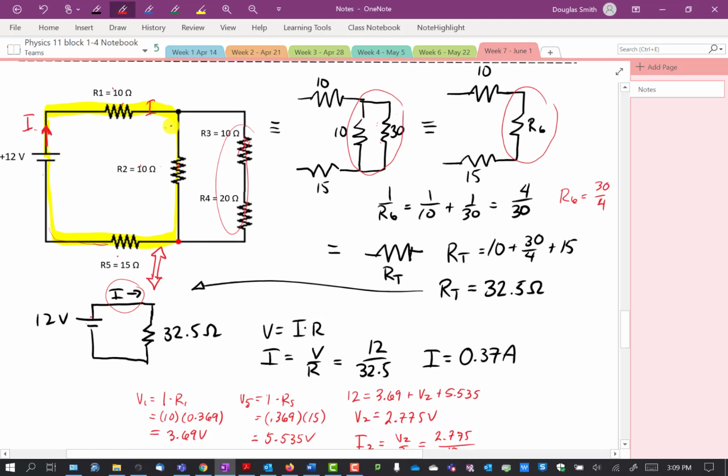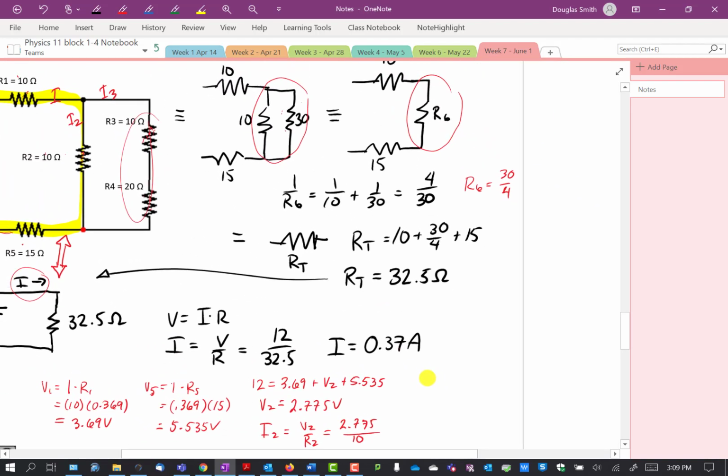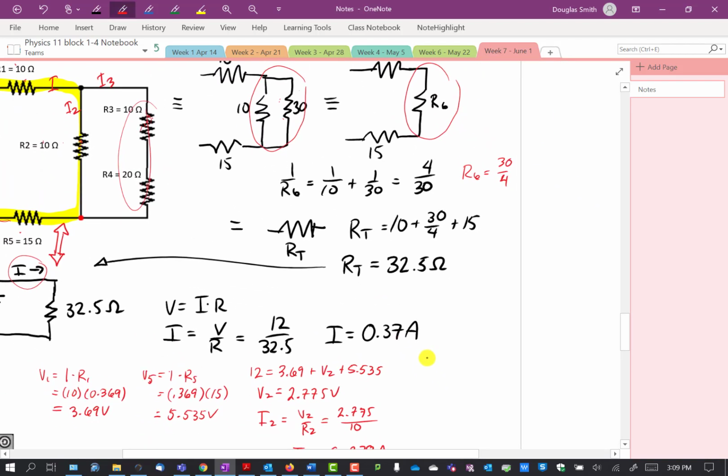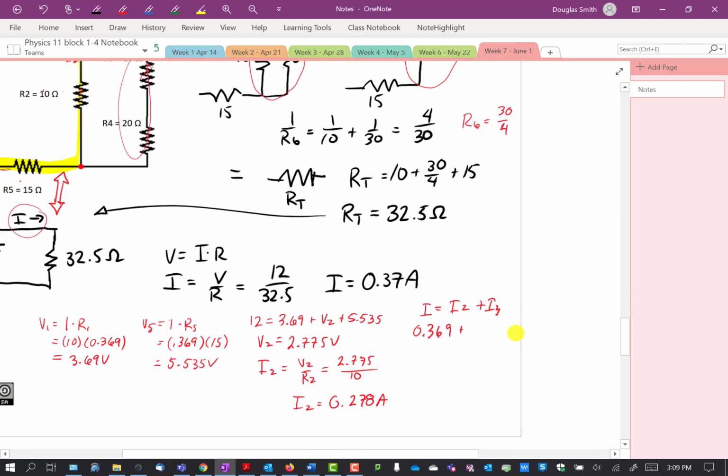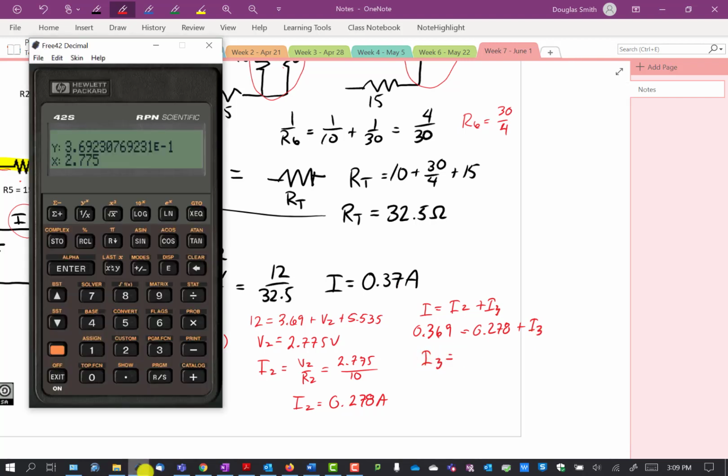And V4 is, and current. So I know this I, and I know I2, so I should be able to get I3 using Kirchhoff's current law. I equals I2 plus I3. So this is 0.369. These two voltages, from that point to that point, so the voltage of R2 has to be the same as R3 times I3. So I get I3 is equal to 0.197.